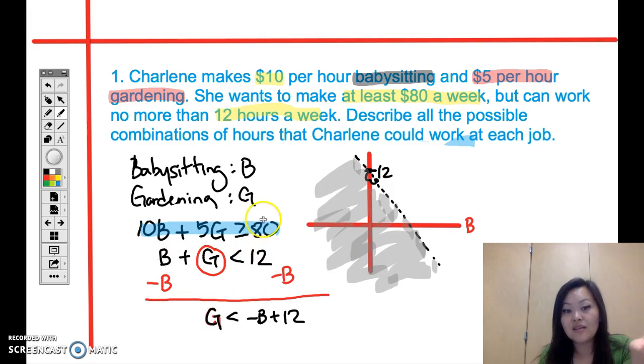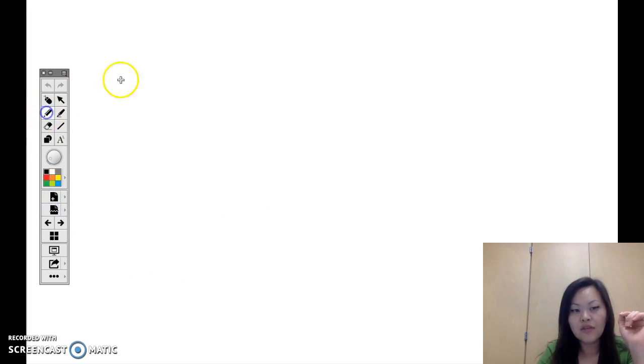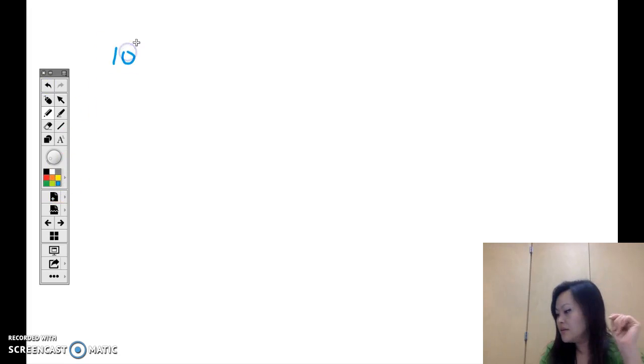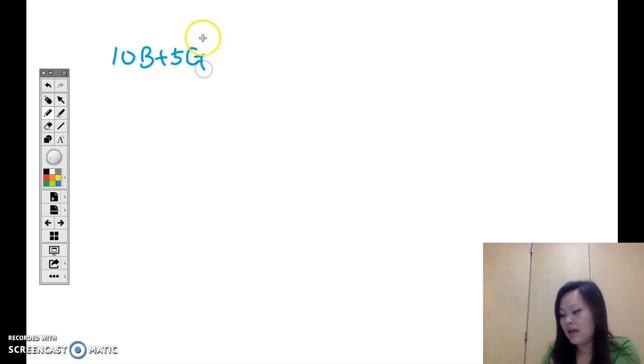Now, I have to work on this equation right here. But I can't graph just like that. I have to leave the G by itself, right? So let's go on to a new page where I can leave the G by itself. So there you go. Let me first write the equation down, and I'm going to write this equation in blue. So that was 10B plus 5G, and that is equal to or greater than $80.